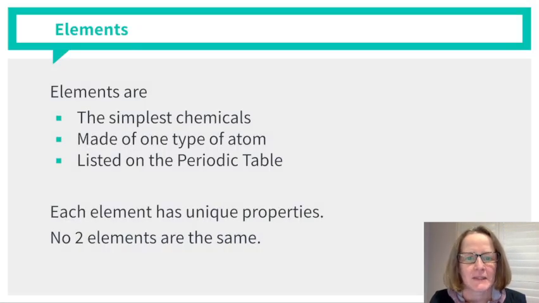Elements are the simplest chemicals. They are made of one type of atom and they can be found listed on the periodic table. Each element has unique properties and no two elements are the same.